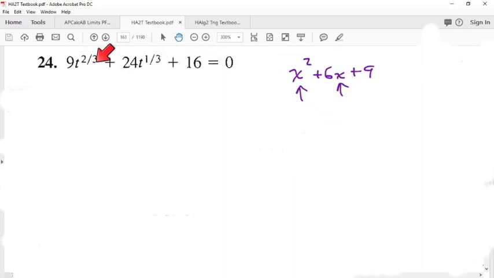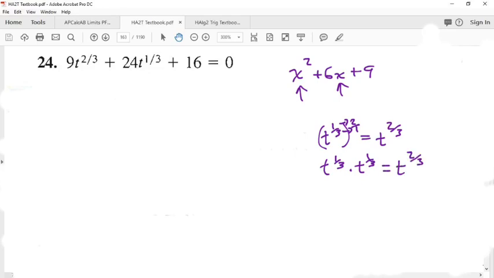Okay, is that true over here? If this t raised to the 1/3 was squared, would I get t to the 2/3? Let's see, t to the 1/3. If I square this, what do I get? Well, I put that over 1. I multiply straight across. I get t to the 2/3. Hey, it works. Or you could have gone t to the 1/3 times t to the 1/3, and then you add the exponents, so you get t to the 2/3. And it's the same thing.